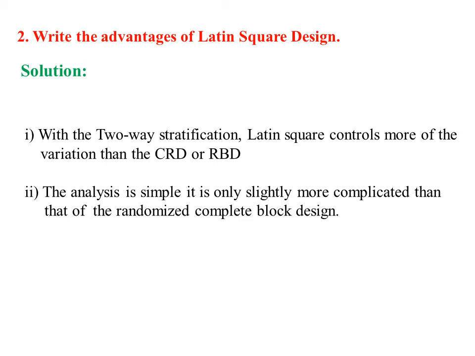So the solutions are: with the two-way classification, Latin square controls more of the variation than CRD or RBD. So comparatively, the Latin square method is very powerful. The analysis is simple. It is only slightly more complicated than that of the RBD, that is randomized block design. It's very simple, right?